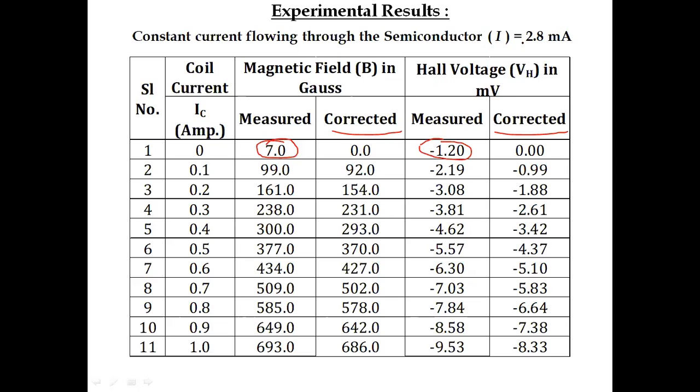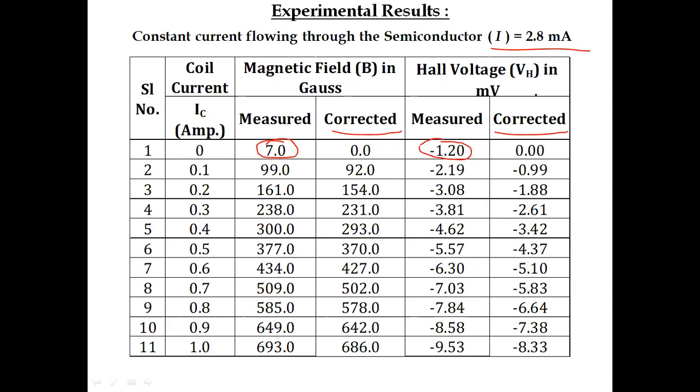So basically we require 4 quantities. Remember the theory, if you have written it, to estimate RH you require Z. As I said, it will be given throughout the experiment. I is fixed. So your only variables are B, the corrected B, and VH, the corrected VH.